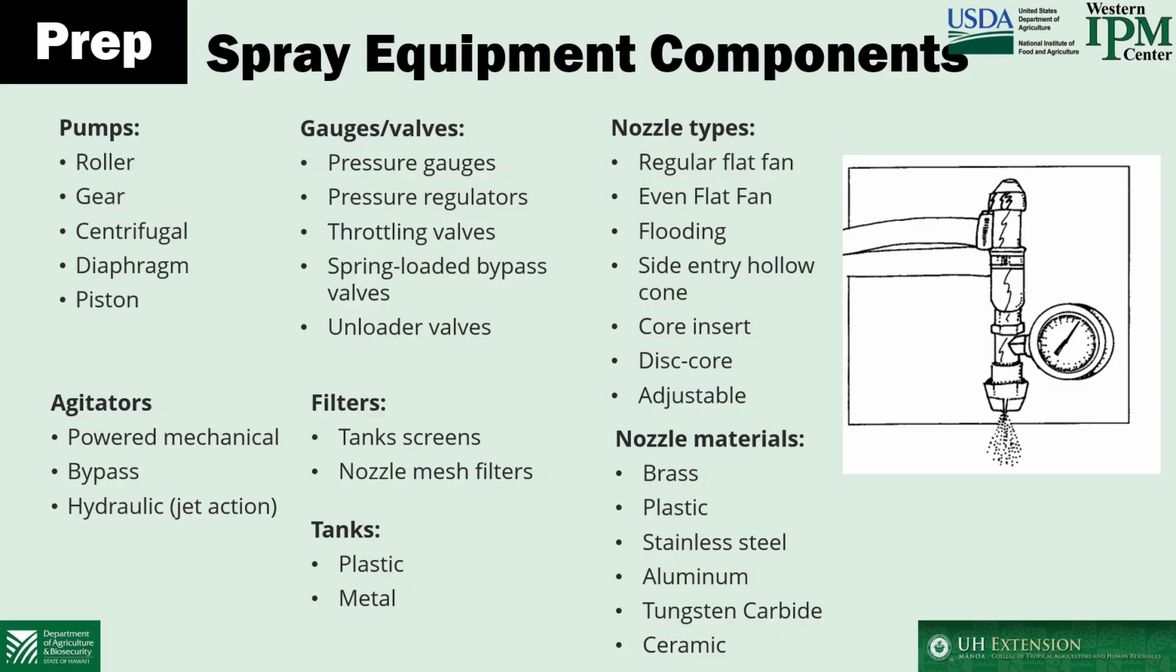Flooding nozzles, side entry, hollow cone nozzles, core insert, disc core, adjustable nozzles. Adjustable nozzles are like those on your backpack sprayer where you can go from a stream to a fine stream, then to a full cone, then to a hollow cone. Anyway, they're all used for different things, different reasons, right?